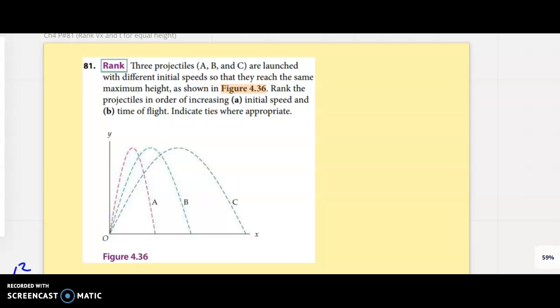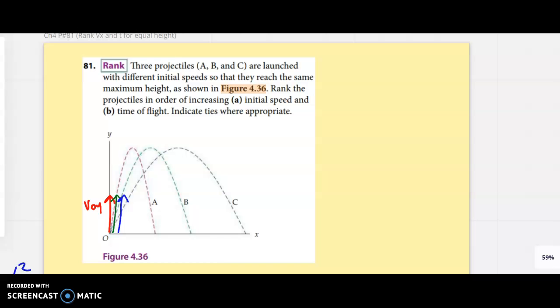So each one of them, this first one had an initial y velocity. I'll say it looked like that. The second one had the same initial y velocity. The third one did too. All the same. Now, you see the difference, though. The difference is they have different horizontal distances traveled.